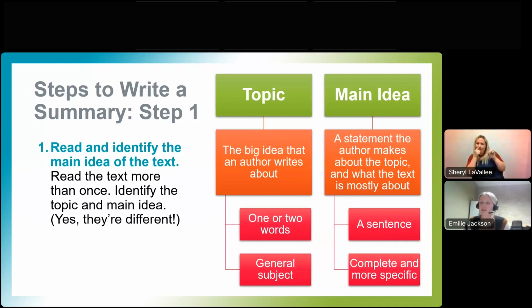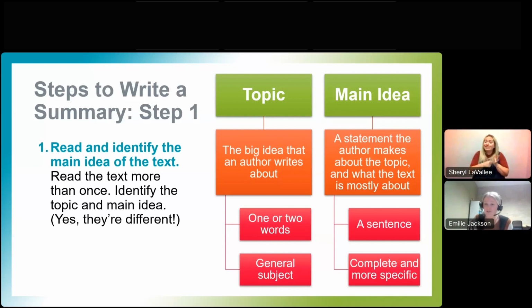So this is where we start considering some of these PACT questions, which you may have heard about before. PACT: purpose, audience, context, tone. Asking yourself the purpose of the work, who's the audience for the work, what's the context, those kinds of questions can help us identify the main idea. What is the author saying about the topic? That's the main idea. So when we express the main idea, it's not just a word or two. It's usually a sentence or two. It's more complete and more specific.